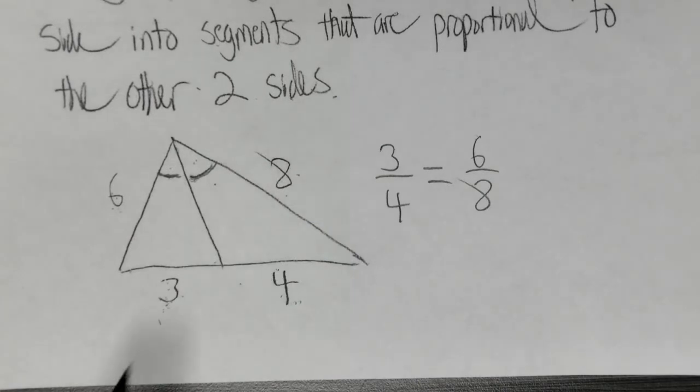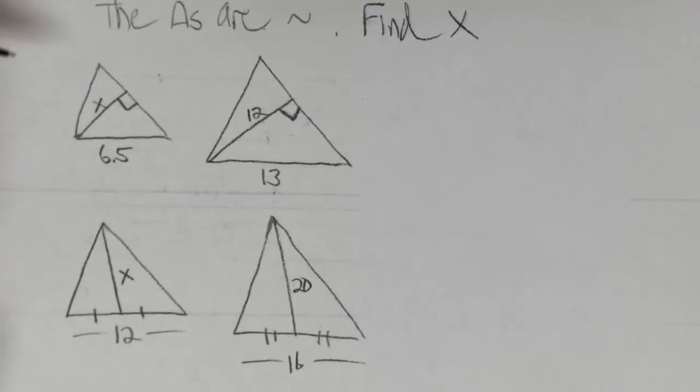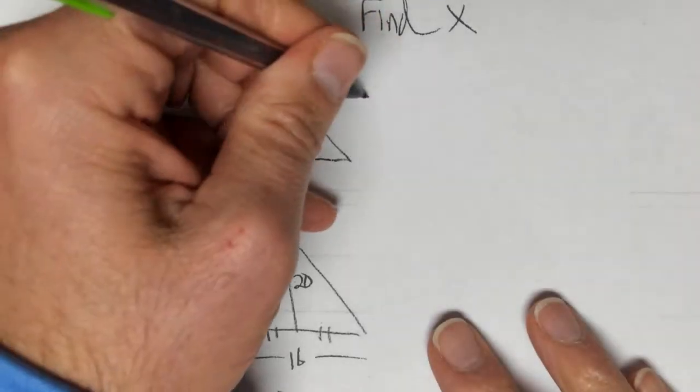We're going to use these two theorems now to practice some problems. The directions say the triangles are similar. Let's find the value for x. Let's see what kind of proportion we can set up here.